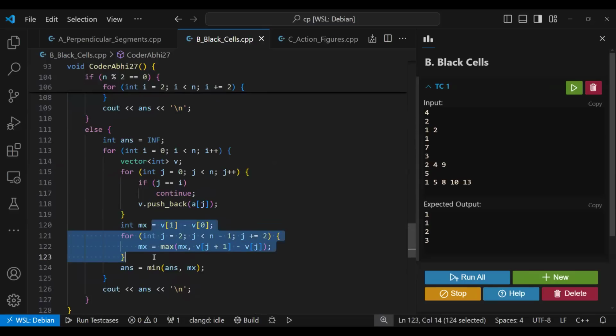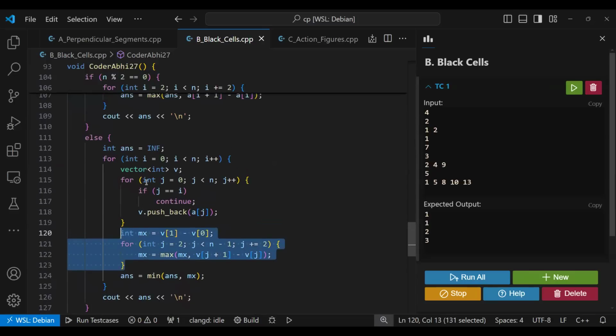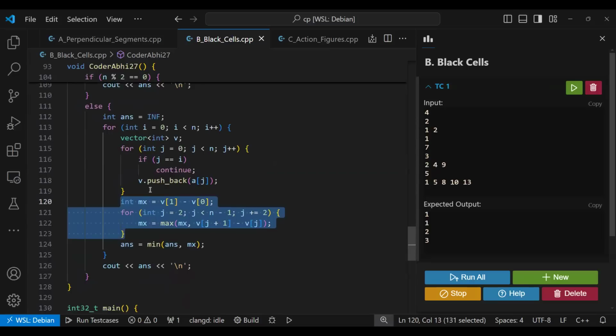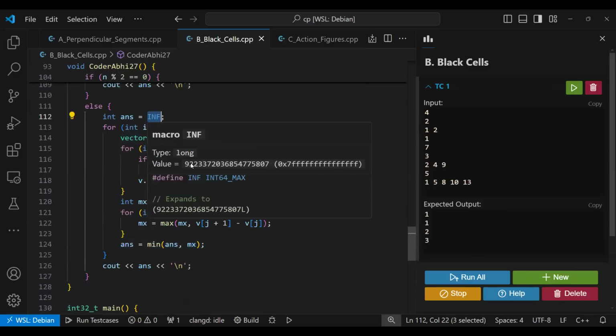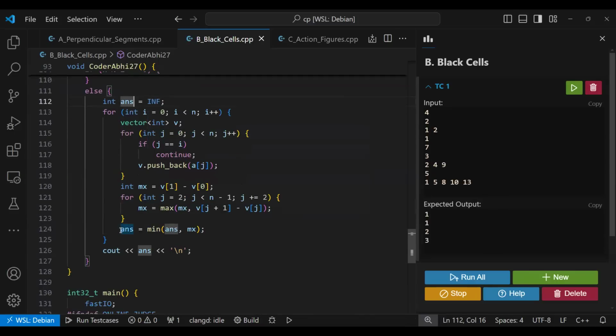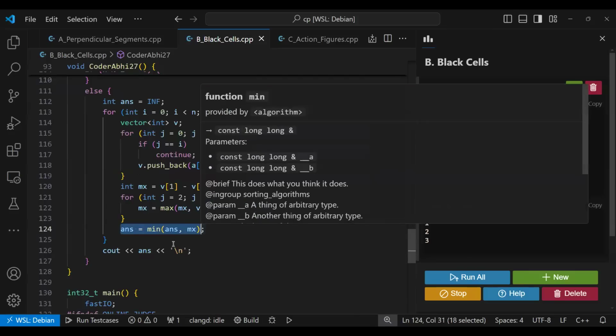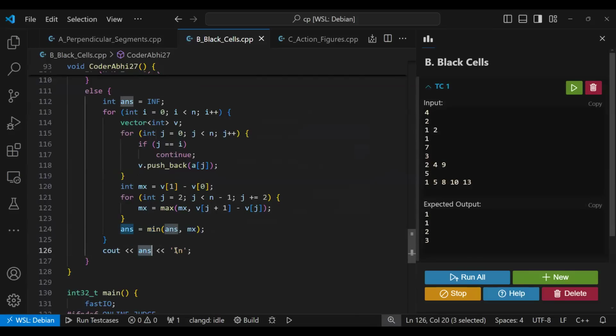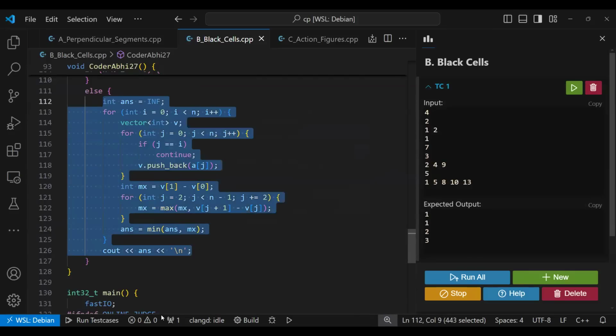I computed my mx. This was my k for when AI is excluded. Now, what's my final K? It is the minimum among all these cases. So if this was MX, I take the minimum of answer comma MX. My initial answer is initialized to infinity, which is some very long value, int 64 max. After that, whatever answers I get, I take the minimum among them and I print my final answer. I hope this even case is clear to you.